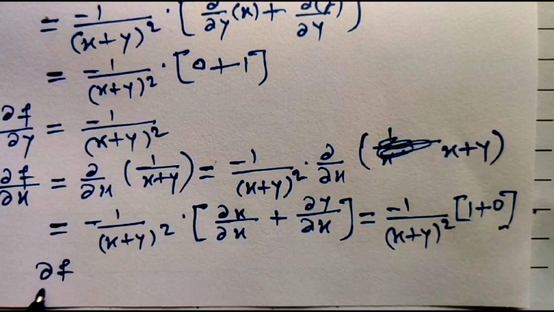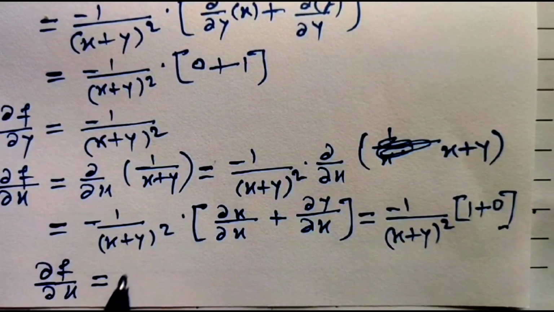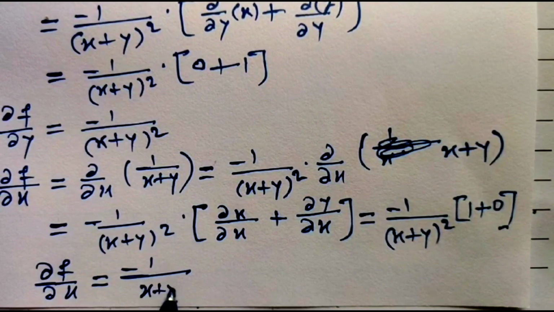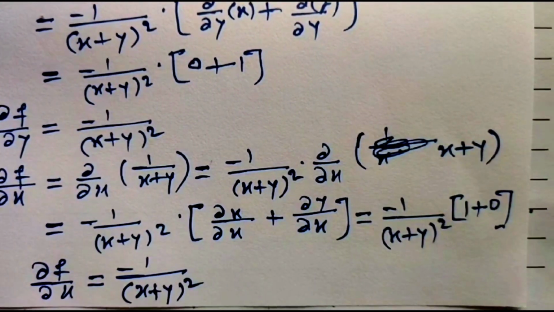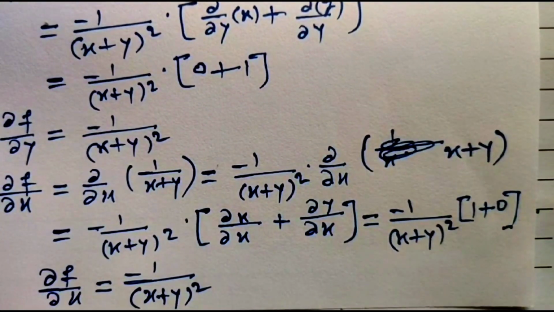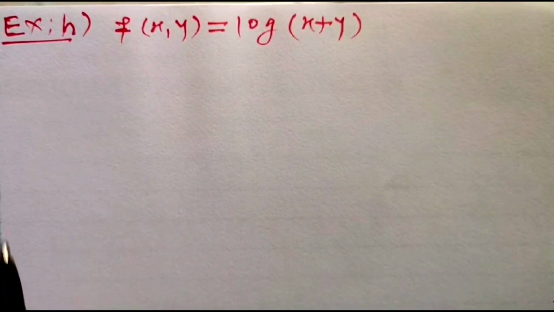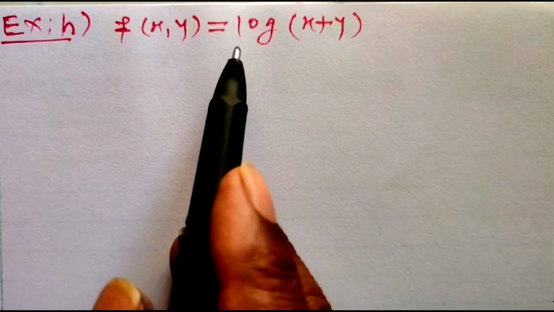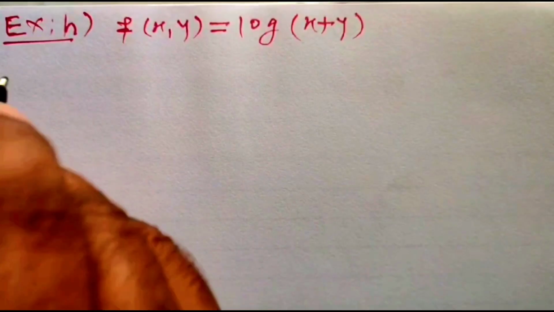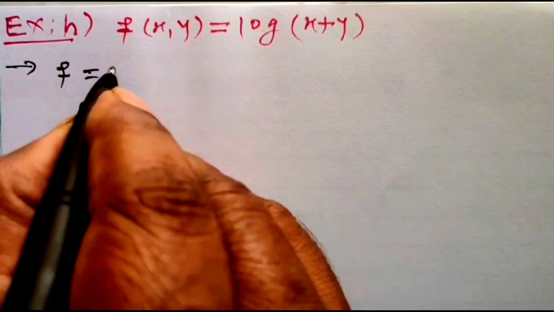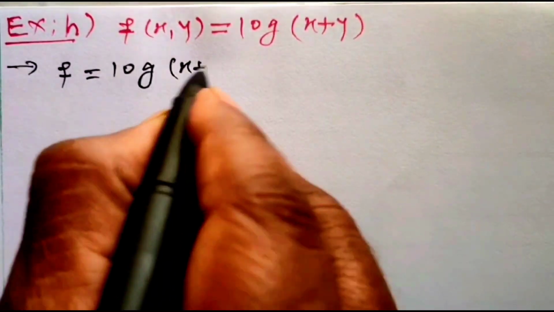And then we can write its answer. Partial derivative of f with respect to x is equal to minus 1 upon (x plus y) square. This is the solution for the partial derivative of f with respect to x and the partial derivative of f with respect to y. Let us solve the next sum. f of x comma y is equal to logarithm of x plus y. Let f is equal to logarithm of x plus y.